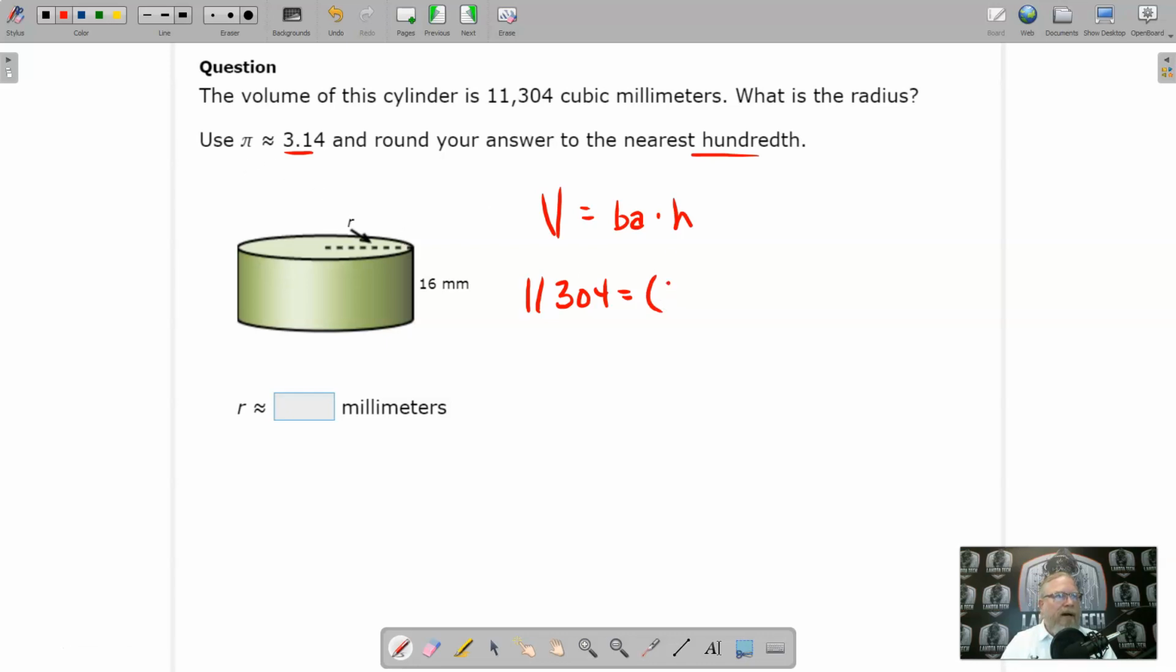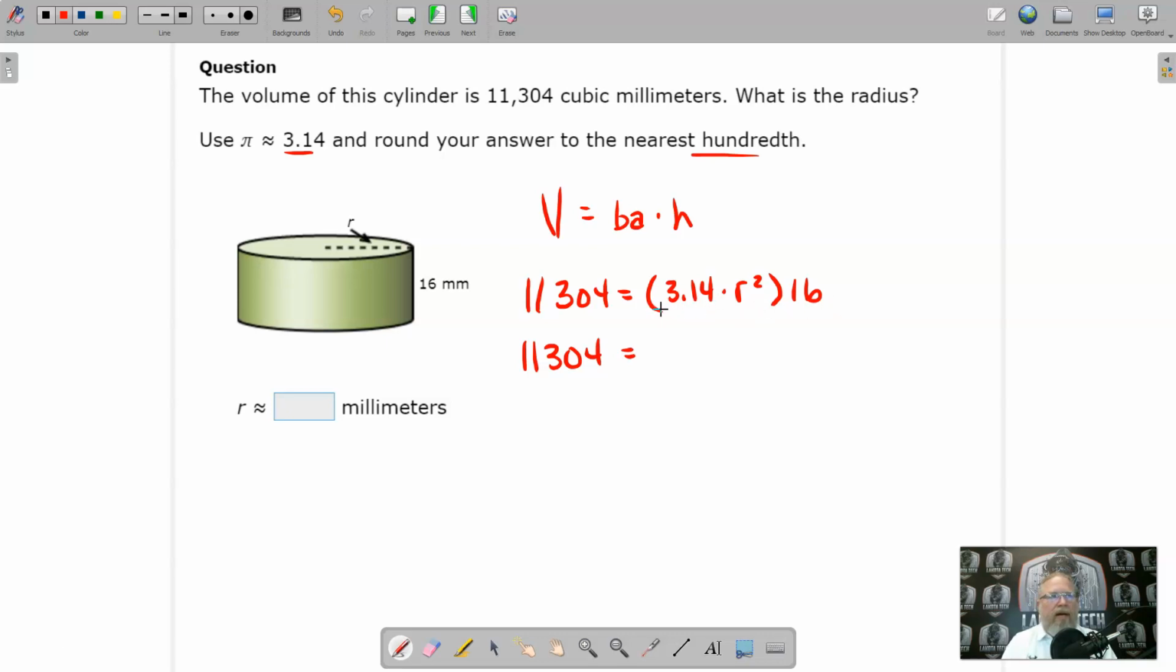So we have pi, 3.14. And we're going to multiply that times, I guess I'll use a dot in there. Let's go ahead and multiply it times r squared. That's the base area, and then the height is 16. So I have everything plugged in. So 11,304 equals. Now, realize that this is all multiplication along here, right?